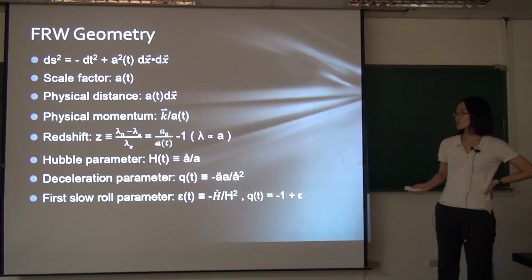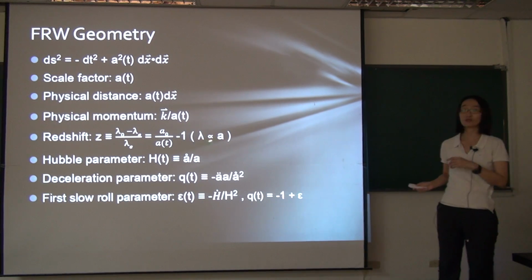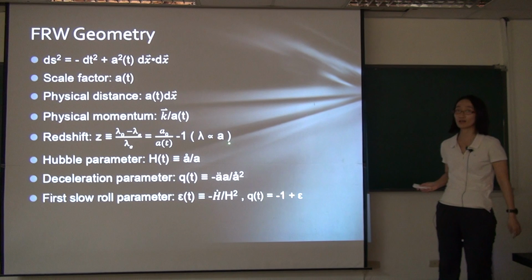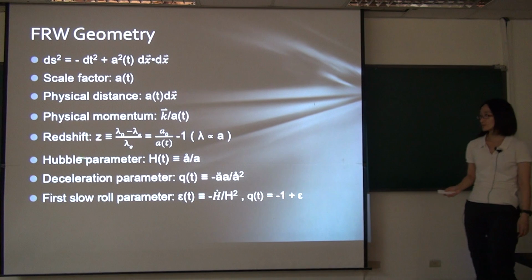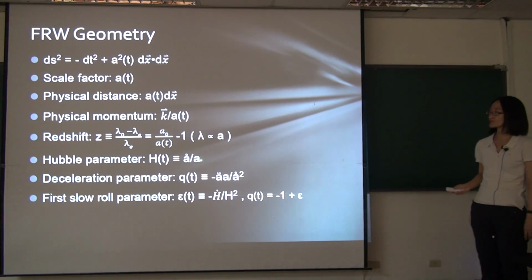Okay, so this is one, and a0 is the current scale factor. If you set a also equal to a0, you will know the current redshift is 0. When you look back into the universe's history, the redshift becomes higher and higher. And then the other is what we call the Hubble parameter. You can see the first derivative. So this is the concept of velocity. So this tells us whether or not the universe is expanding.